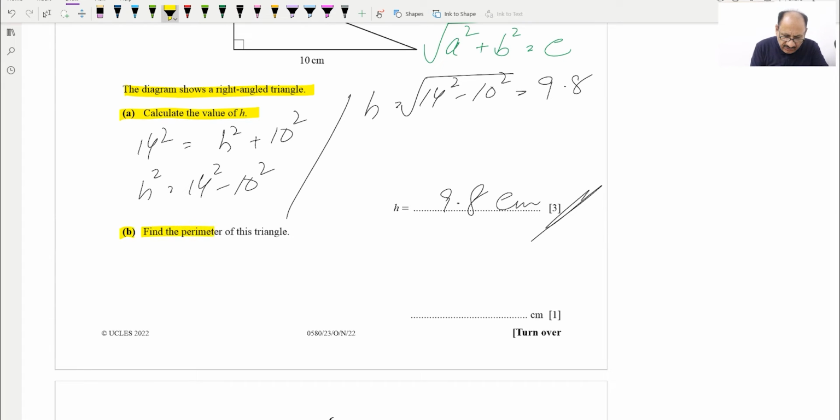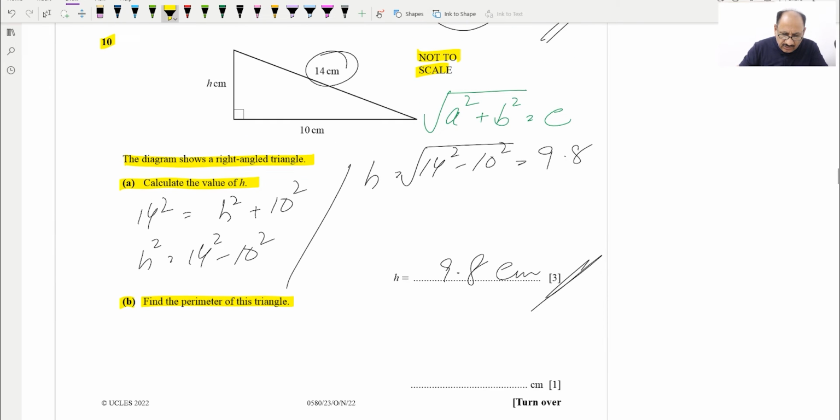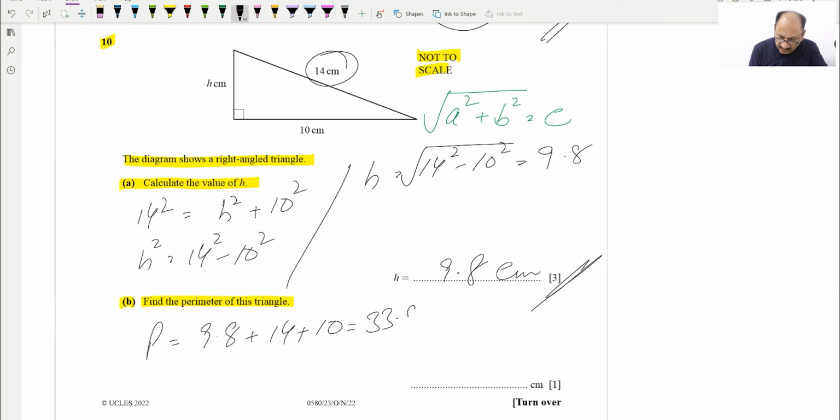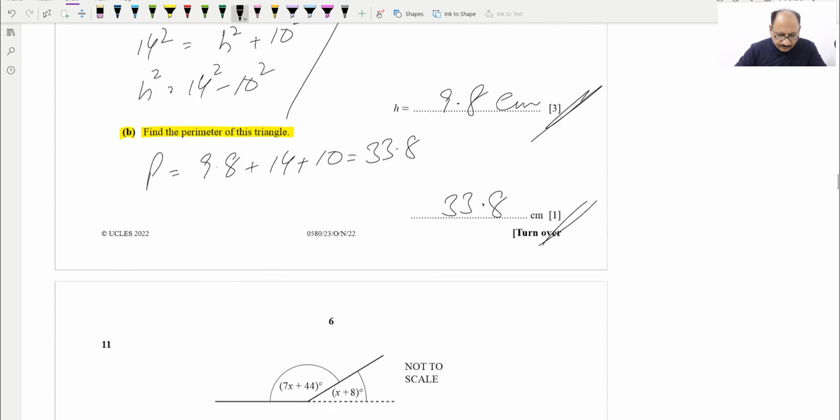B part, find the perimeter of the triangle. Now we need to add all the sides, so P is equal to the h value we have taken, 9.8, plus one side 14, other side 10. So 9.8 plus 14 plus 10 will give us 33.8. We write 33.8 centimeter, the unit is already there in this answer. So this was 1 mark, which is done.